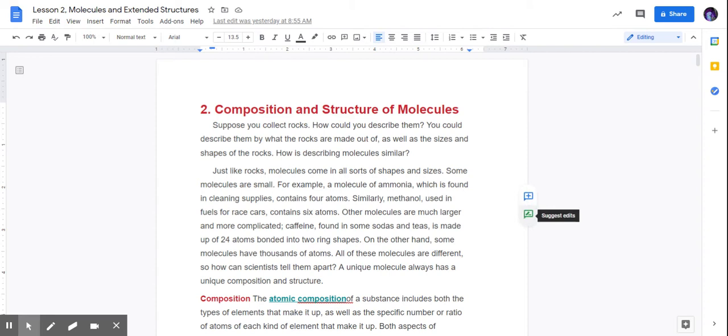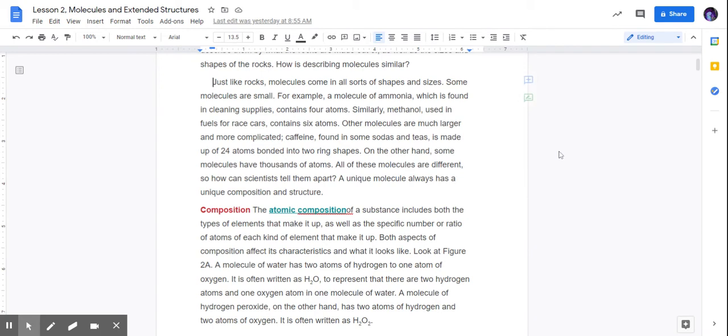It says, suppose you collect rocks. How could you describe them? You could describe them by what the rocks are made out of, as well as the sizes and shapes of rocks. How is describing molecules similar? Just like rocks, molecules come in all sorts of shapes and sizes. Some molecules are small. For example, a molecule of ammonia, which is found in cleaning supplies, contains 4 atoms. Similarly, methanol, used in fuels for race cars, contains 6 atoms.